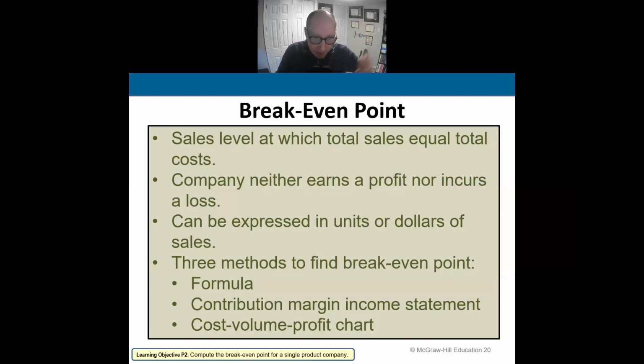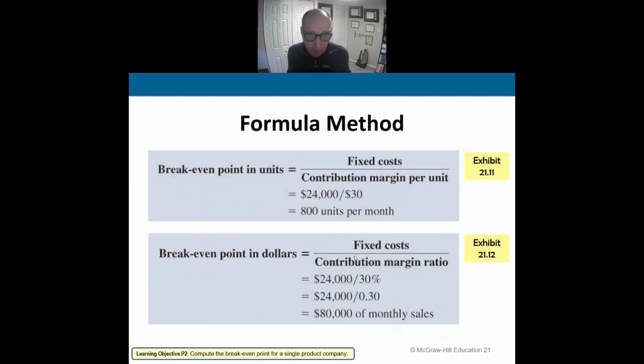And there's three methods for figuring out the point of break even. There's a break even formula, simple to use, I promise. Break even formula is one method. Another method is called the contribution margin income statement, a little bit more complex. And then we also have the cost volume profit chart, a little graphic. My favorite one's the formula because it's very straightforward. So here we go. Let's look at the formula.